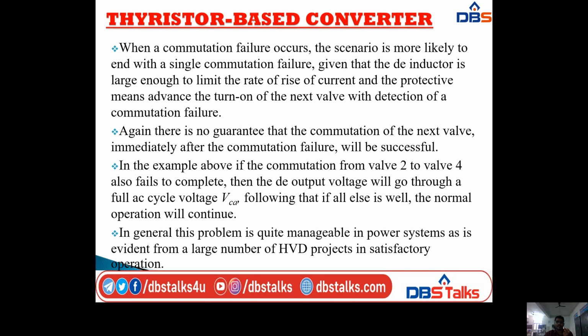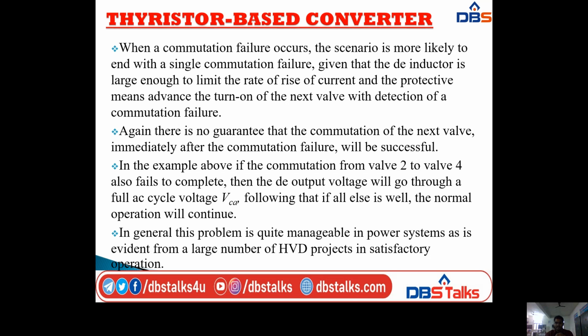When a commutation failure occurs, the scenario is more likely to end with a single commutation failure, given that the DC inductor is large enough to limit the rate of rise of current and the protective means advance the turn on of the next valve with detection of commutation failures. Again, there is no guarantee that the commutation of the next valve immediately after the commutation failure will be successful.